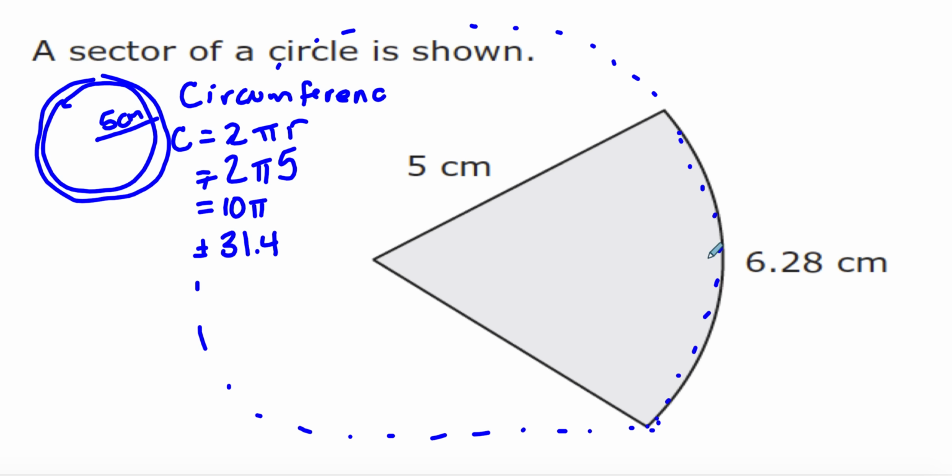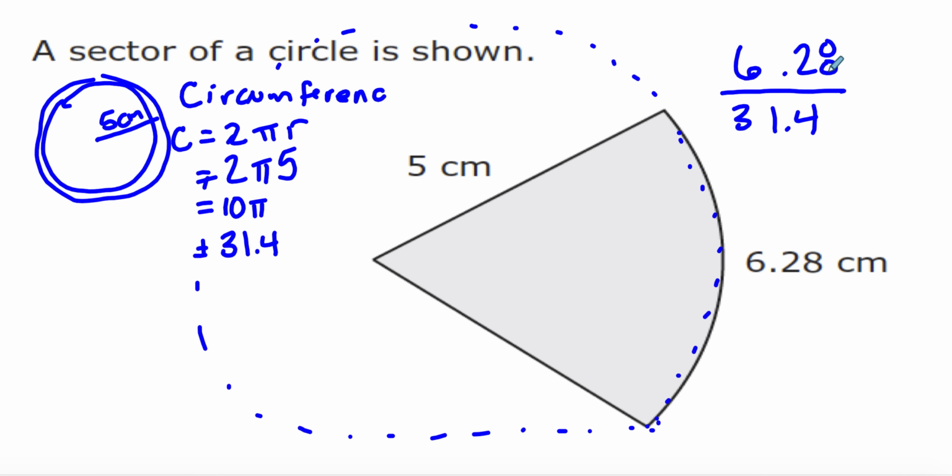So what I can do to figure out what part of the whole thing this is, remember part over whole, is I'm going to take 6.28 and put it over 31.4. Part over whole. Now I look at this and I can't really tell that it can be reduced, but I can see that both of these can be reduced by 2.